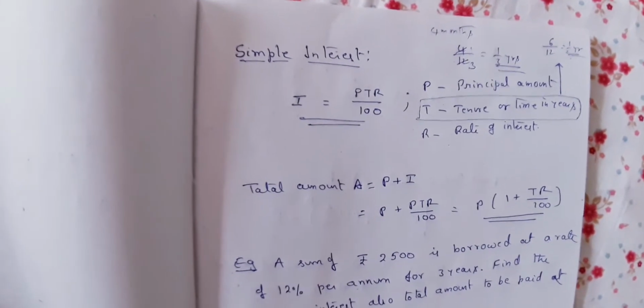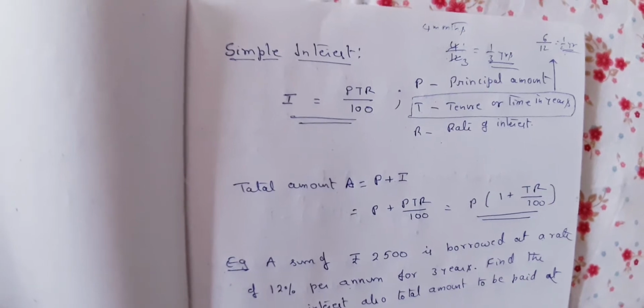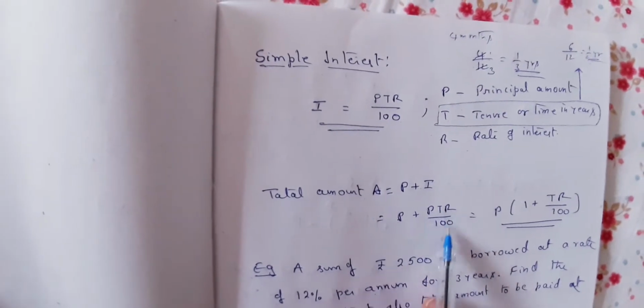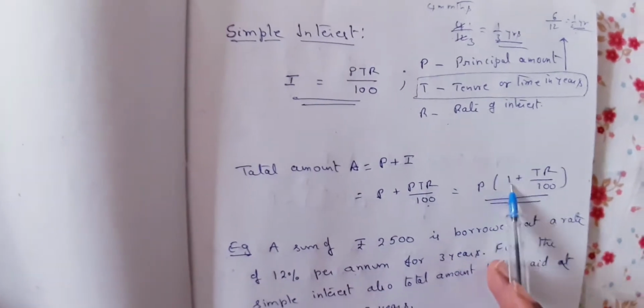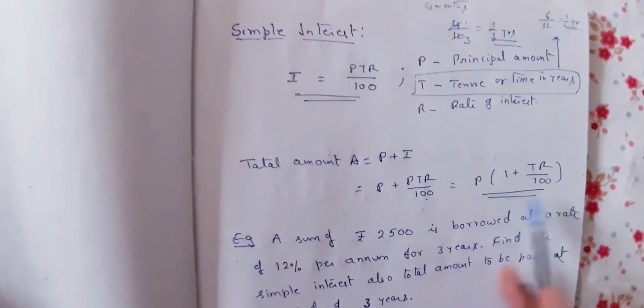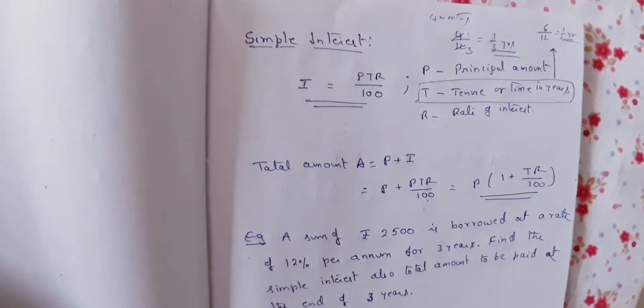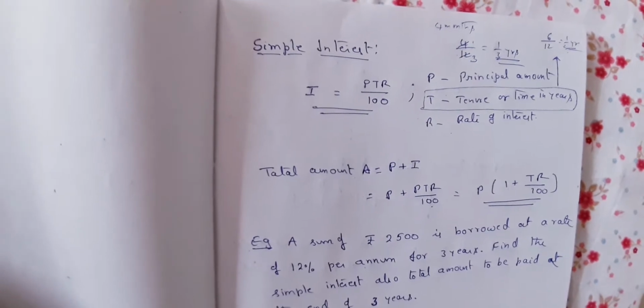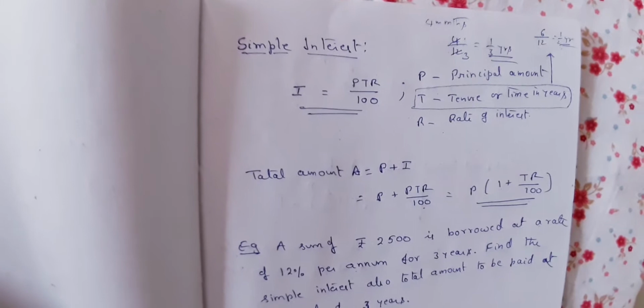What interest you have calculated? That is a simple interest based on PTR by 100. So therefore P plus PTR by 100. Here you can take P common. So P into 1 plus TR by 100. So this is the formula to find out the total amount that a person has to return at the end of the time for which he had borrowed the money.